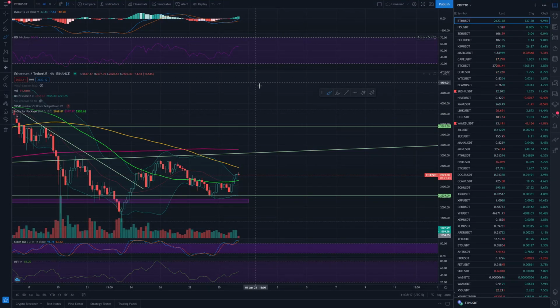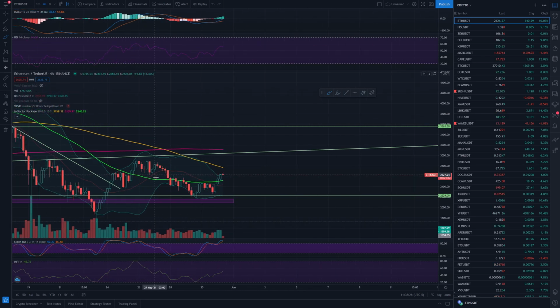Hello everyone, in today's video I'll talk about how I trade cryptocurrencies, what indicators I use, and how I use them. So first, I use the MACD indicator, using divergence and convergence for bearish and bullish signals. I also use the RSI indicator to buy dips, like right here, right here.